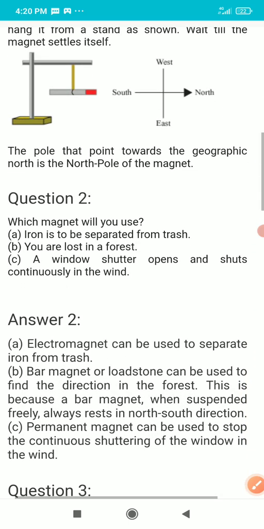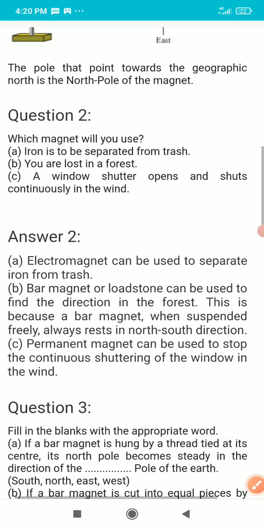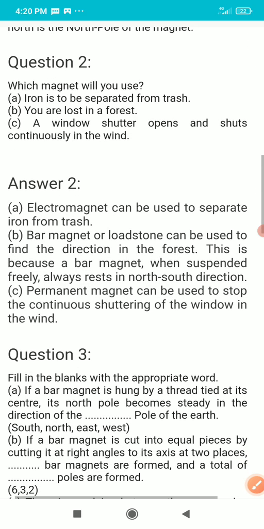Question number 2. Which magnet will you use? A. Iron is to be separated from trash. Answer: an electromagnet can be used to separate iron from trash.